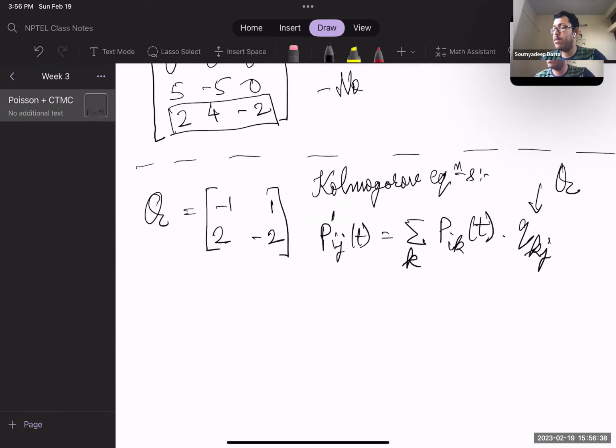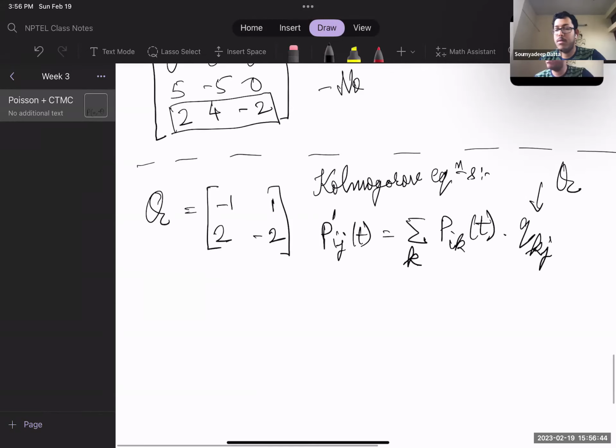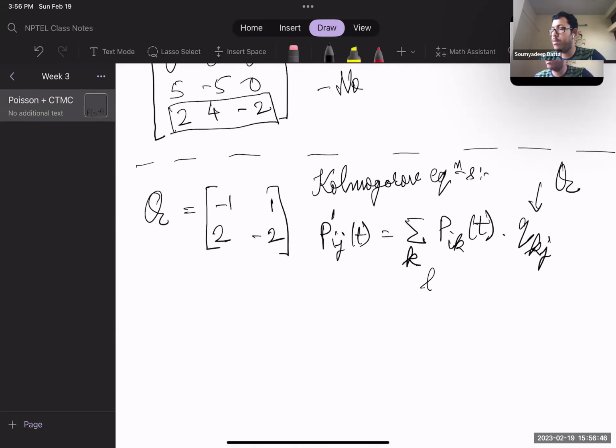So this is, I think, the forward. This is a backward form, I think. It's either backward or forward. This is probably backward. But anyway, this is the basic form of the equation.